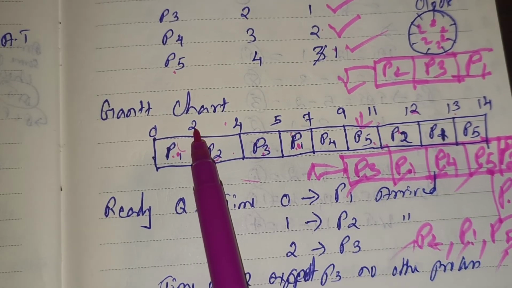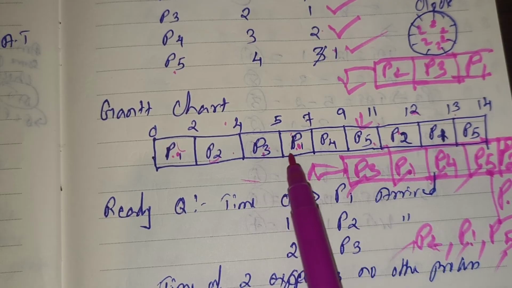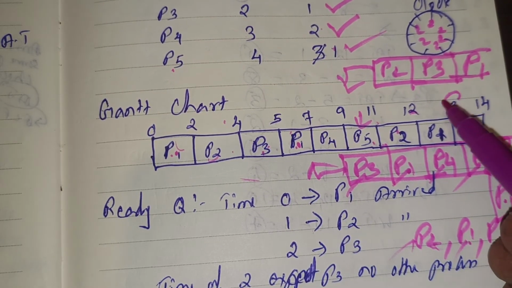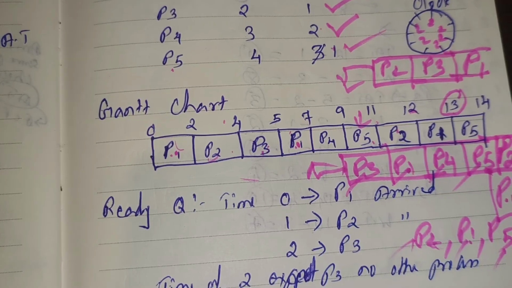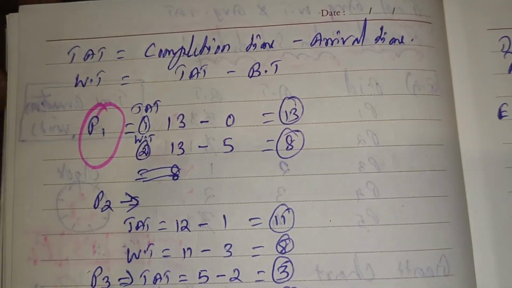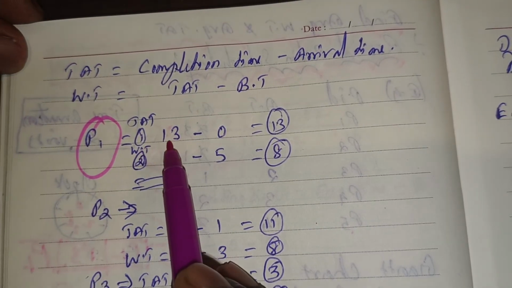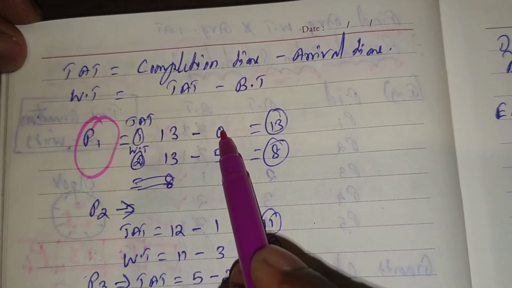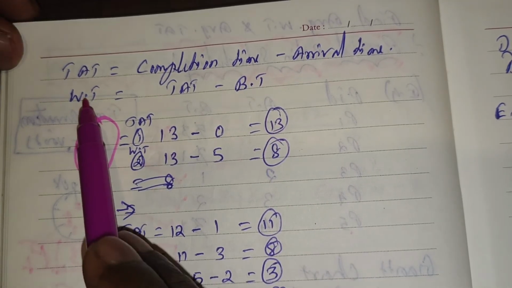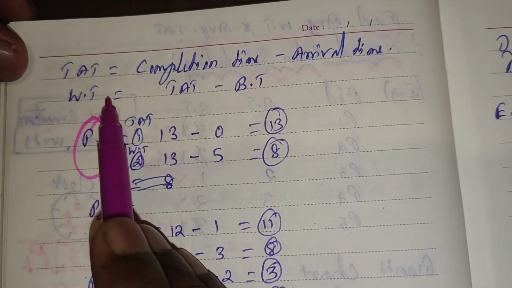P1 initially completes at 2. Again P1 completes at 7. Again it completes at 13. We need to take the maximum. This is the point you need to understand and note. Okay. So here it comes: 13 minus arrival time for P1, which is 0. So the answer is 13.